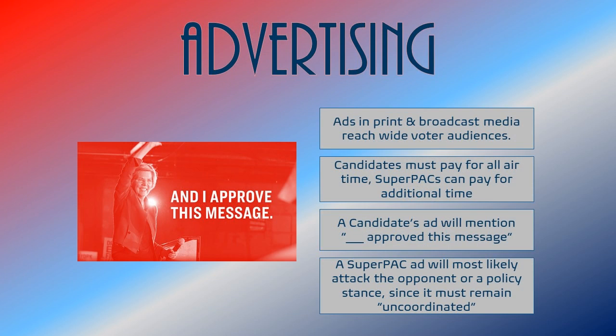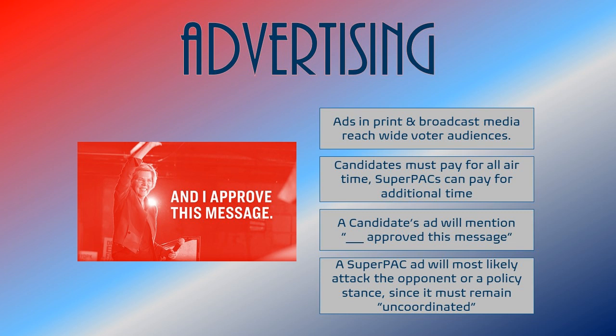So because of the money advantage, they tend to have an advertising advantage too. The main way to reach voters is still to put an ad on TV. Even though you guys might not watch that much TV, old people do, and old people vote. So if they want to reach the most likely voters, they're going to spend money on television advertising. Candidates have to pay for all of their airtime. So they will have to raise money for their campaign to be able to play their commercials and stuff like that. But other groups, these are new groups called super PACs, are also allowed to pay for additional airtime.